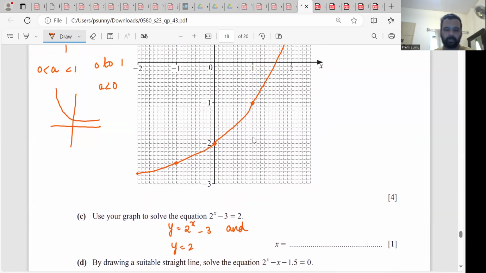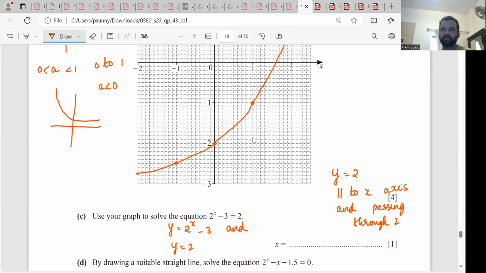y is equals to 2 to the power of x minus 3, the left hand side, it's already there. And I need to plot y is equals to 2. y is equals to 2 means it is parallel to x-axis and passing through 2.